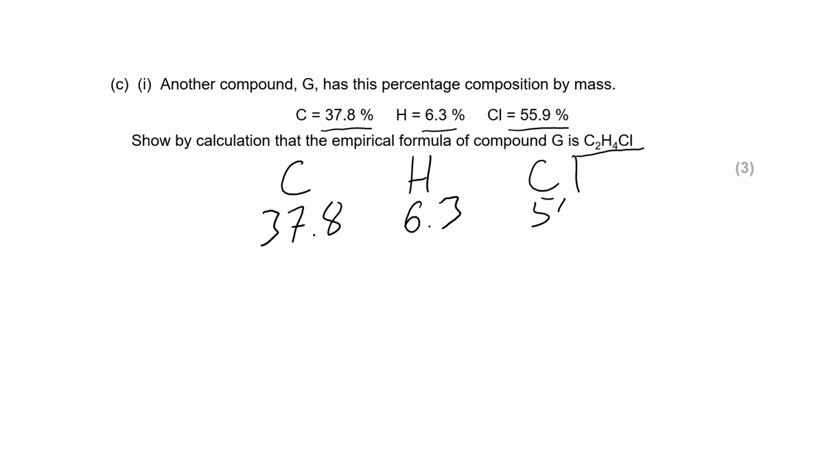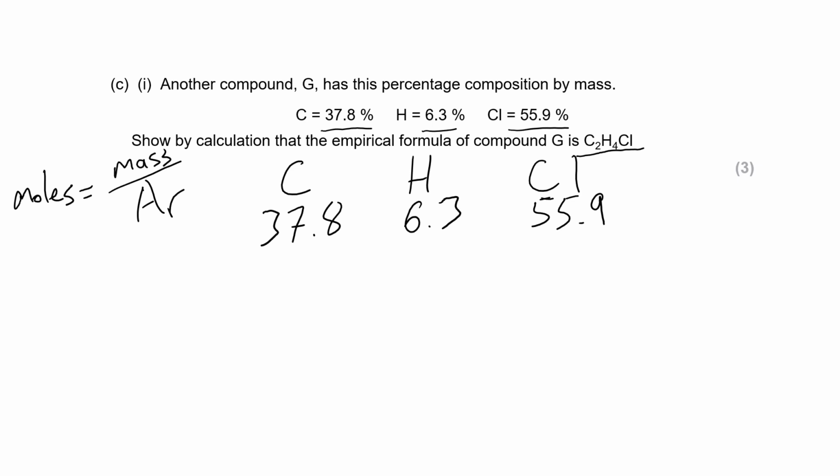So 37.8 for carbon, 6.3 and 55.9. Right, and like with all these mole calculation questions, first thing you want to do is work out the moles that you've been given. If I remind you what the formula for moles is, moles equals mass over Mr, or the relative formula mass. Because these are elements, it's not technically Mr, it should really be the relative atomic mass, or the Ar. So I'll put Ar for relative atomic mass.